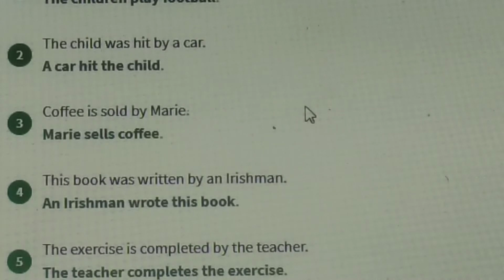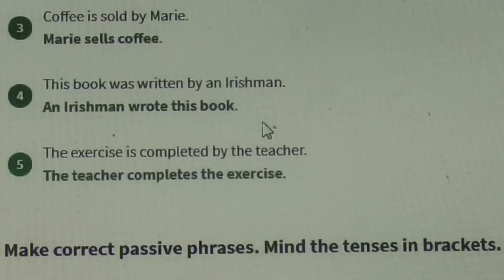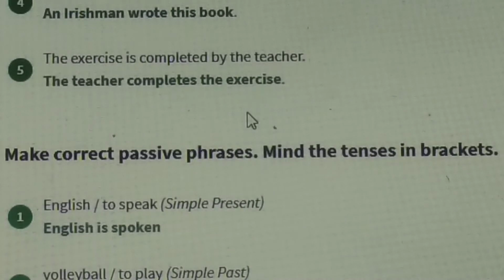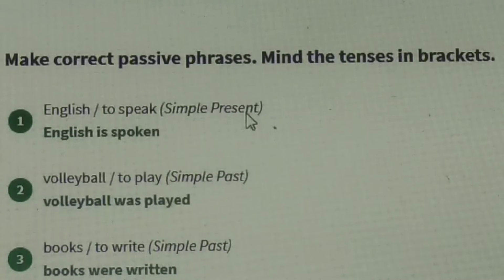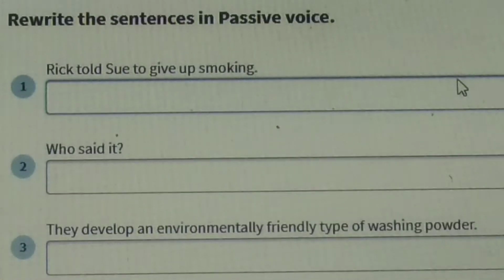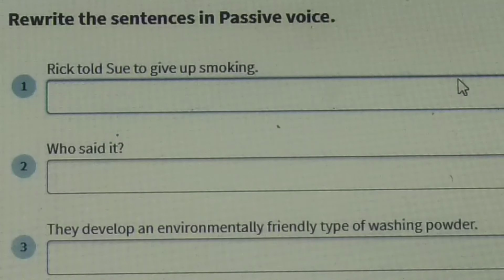Look at the answers. Come on and note down, children. Look at the fourth and the fifth one. Did you get them right? Very good. Next one. English is spoken. Volleyball was played. Books were written, songs were sung, stories were told. Look at that. Rewrite the sentences in passive voice.